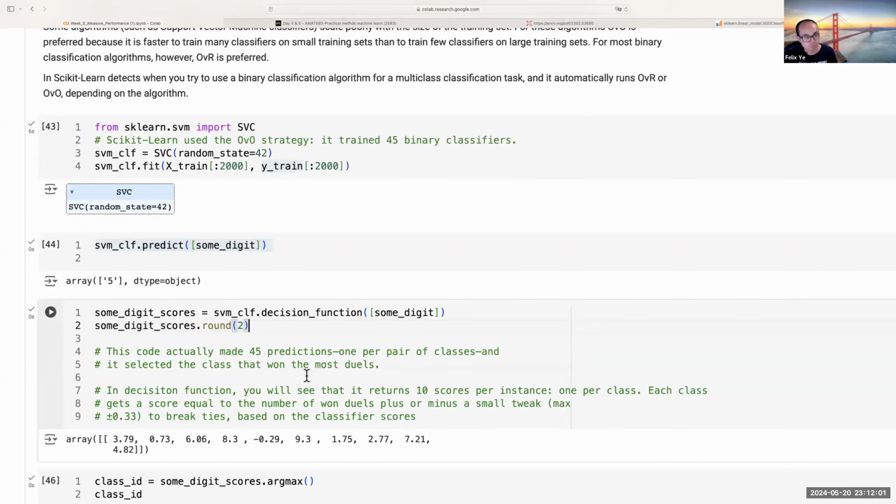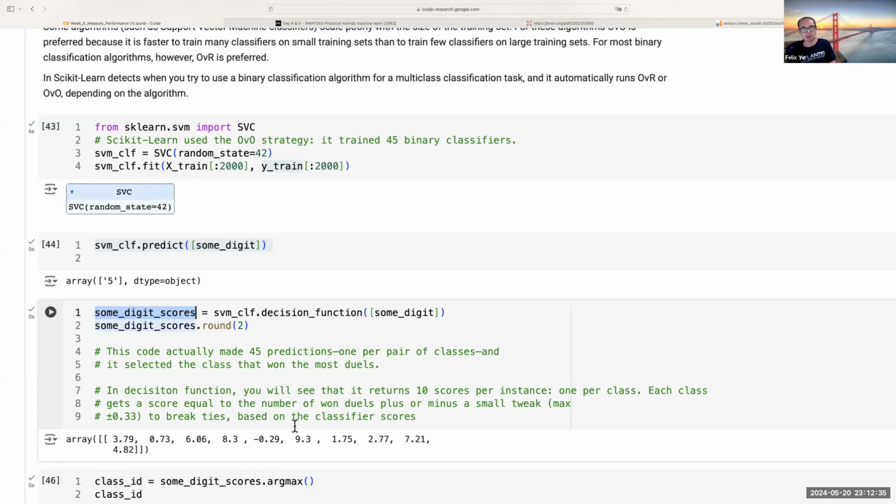That's good. But actually, we can use this decision function to get the prediction scores right here. What you actually get is 10 different scores, one for each digit: 0, 1, 2, 3, 4, 5. You can see the digit corresponding to 5 has the highest score, which is 9.3. So that's why we predict it to be 5.